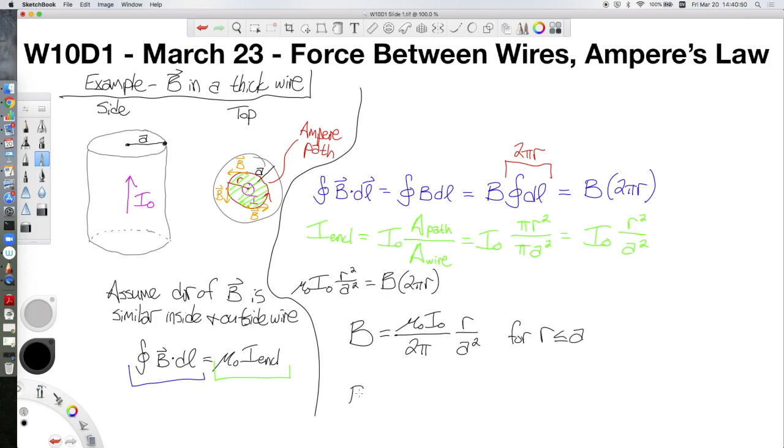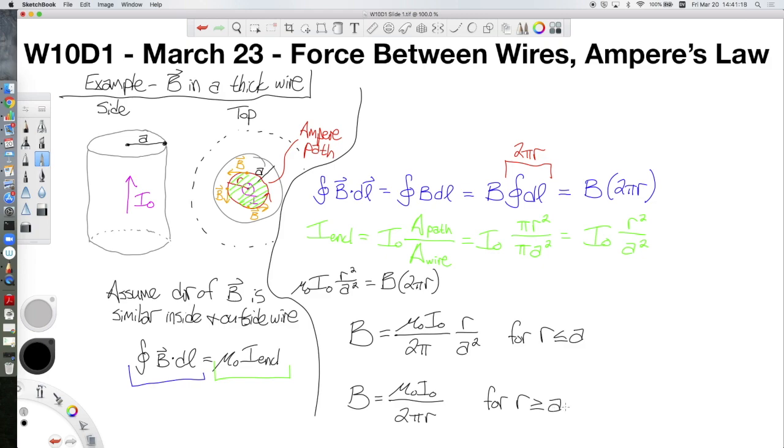Or our magnetic field, once we're outside the wire at a point, say, out here, for another Ampere path, go ahead and do Ampere's law and verify this result for yourself, that you get mu naught I naught divided by 2 pi r for r values that are greater than or equal to a.